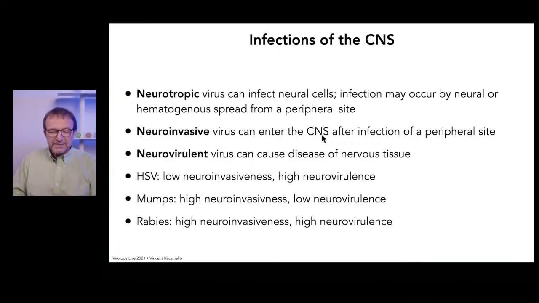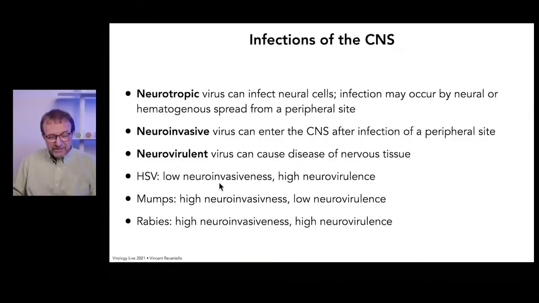Neurovirulent means the virus causes disease of nervous tissue. So that is not implied by the other two at all. Neurotropic, just reproduction; neuroinvasion, invading; neurovirulence, disease. So how is this used?